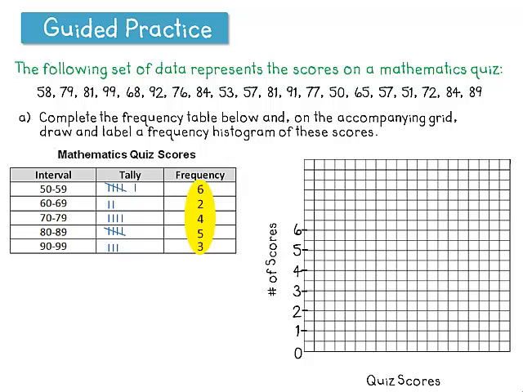Just like that, I'm done with my frequency. I'm going to move on to my intervals now. So my intervals go from 50 to 59 to 90 to 99. I know I have 5 intervals, and I need to spread them apart as well.